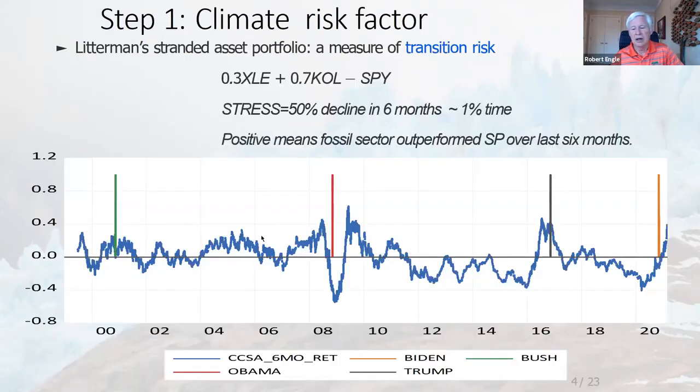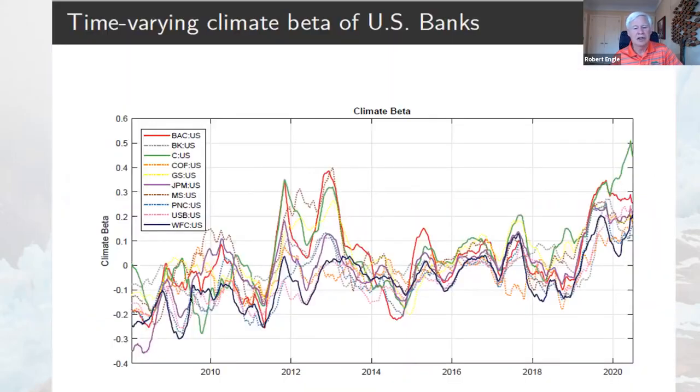This is the picture of the 6-monthly return, and various U.S. presidents. I think the worst outcome was right here in 2008. So that's more or less what we're considering as our stress scenario. And this is what we see for the betas of the US banks.